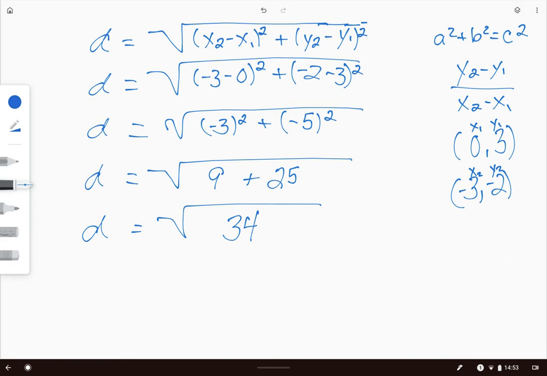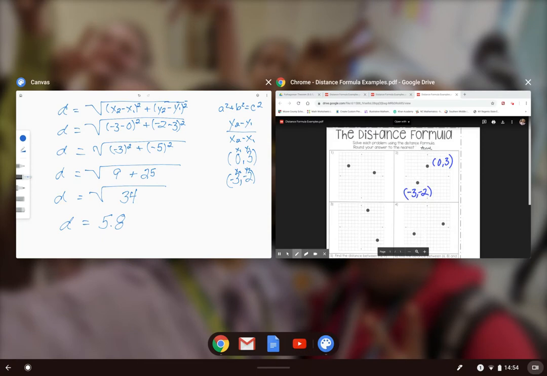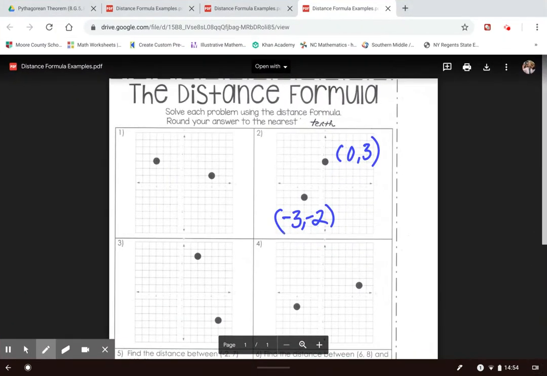Then I just need to find the square root of 34, and I'm going to round it to the tenth. So d equals 5.8. That means the distance between these 2 points is 5.8. And that's how we use the distance formula to find this diagonal distance between those 2 points.